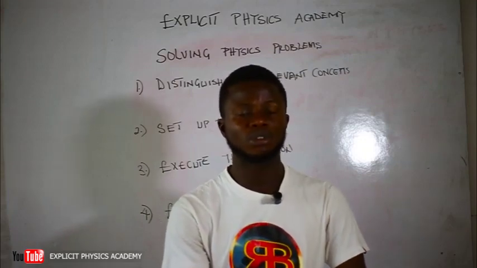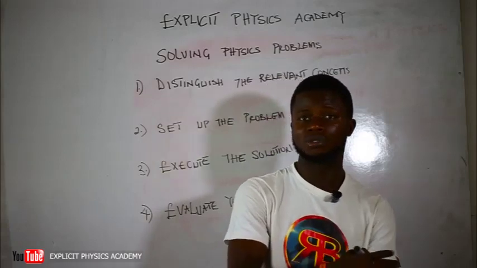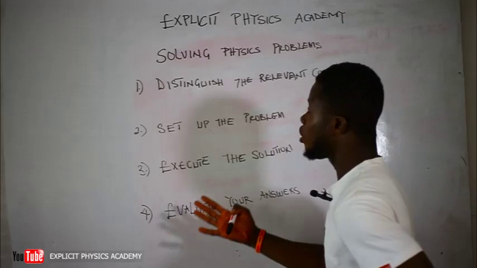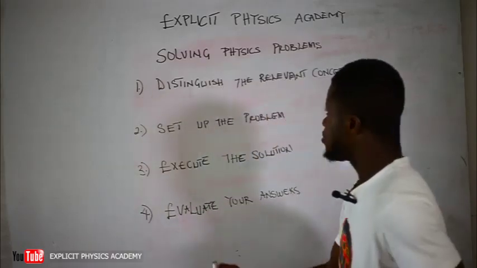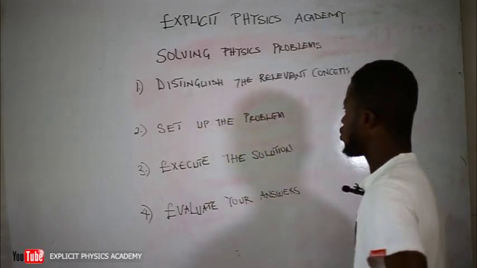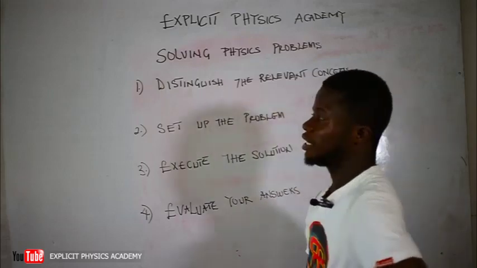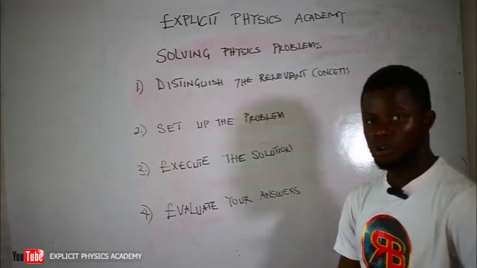The problem you're having there is because you've lacked those 6 steps on how to do physics, on how to solve physics problems, and now there are another 4 steps in solving physics problems. You following me? So on the board, you have: distinguish the relevant concept, set up the problem, execute the solution, evaluate your answer. I'm going to be talking about these 4 steps.